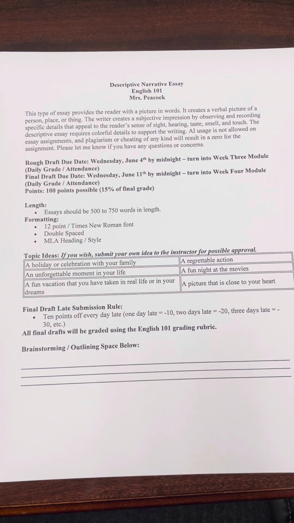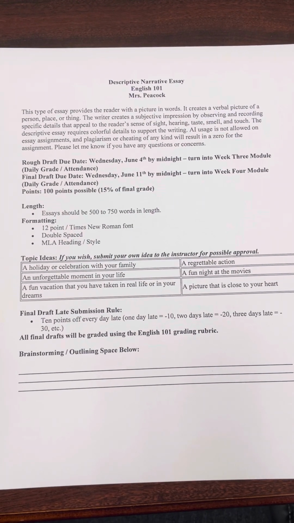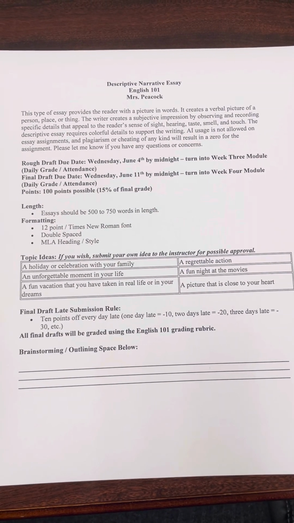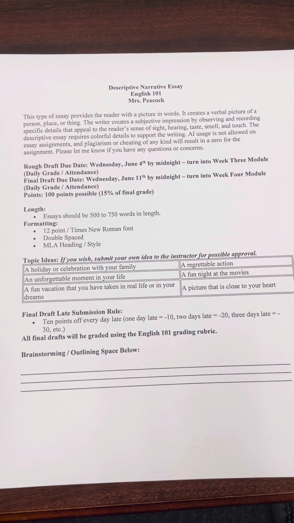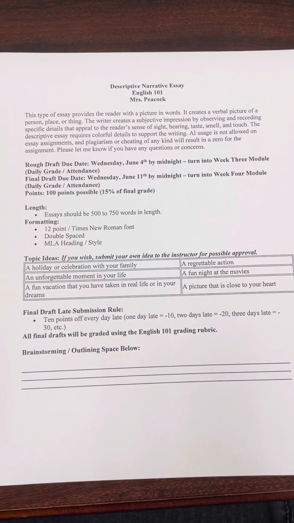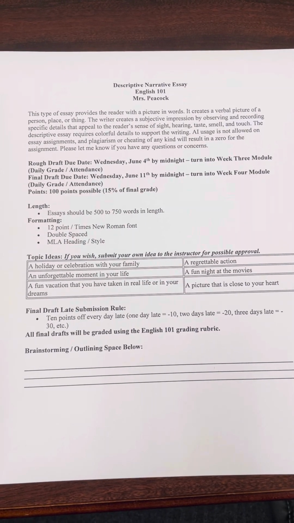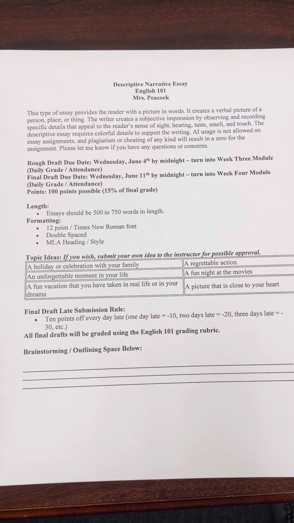For this assignment, the rough draft is due Wednesday, June 4th by midnight, and the final draft is due Wednesday, June 11th by midnight. This essay is worth 15% of the final grade. Essays should be between 500 to 750 words in length. If you go over 750, I don't count off, but make sure you at least have 500 words because that is the minimum for the assignment.